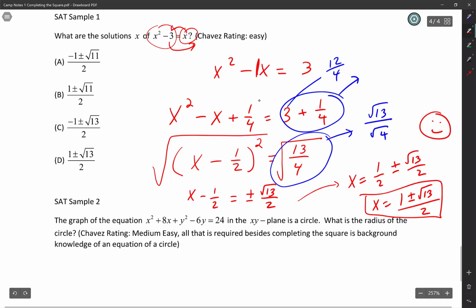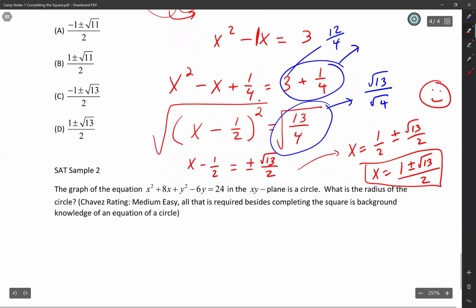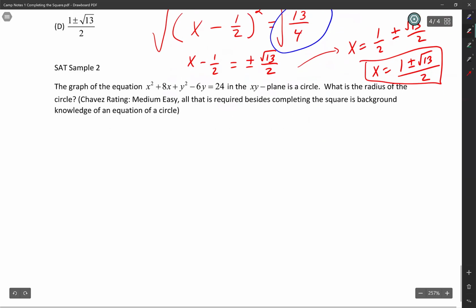I don't know, maybe you did it with the quadratic equation and you're like, no, quadratic equation is simpler. It does not matter. Actually, looking at it, I think maybe the quadratic equation would be easier. But it's the same thing, guys. You'll get the same answer regardless.